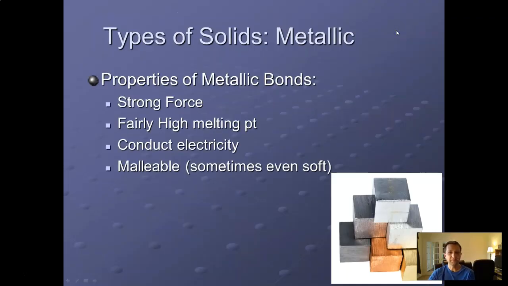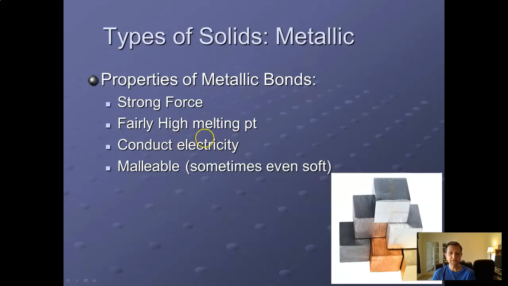Okay, properties of metallic bonds. This is a review of honors. So we have, like I said, a relatively strong force, strong sense of attraction, fairly high melting point. Metals are generally solids at room temperature. The only one that's not is mercury. Mercury is a liquid at room temperature. That's the only metal that's a liquid at room temperature. All the rest are solids.